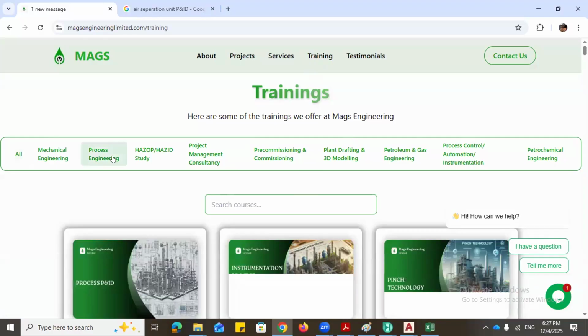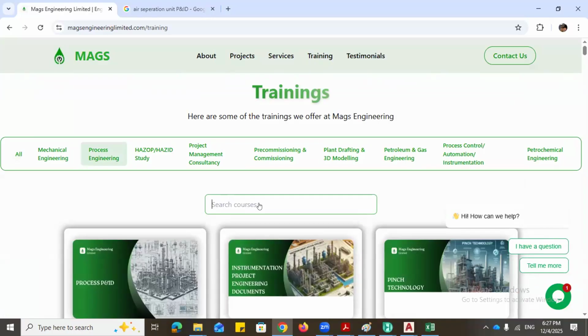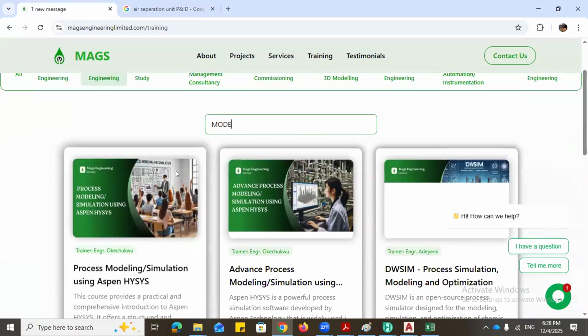If we go to process engineering, I cannot be moving one on one. Let me just search modeling. So if you look at this now, they have what we call process modeling and simulation using Aspen HYSYS.